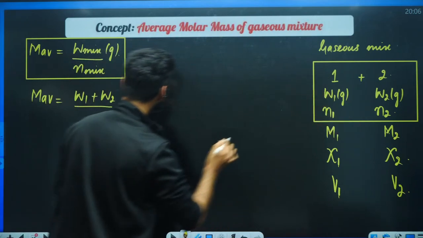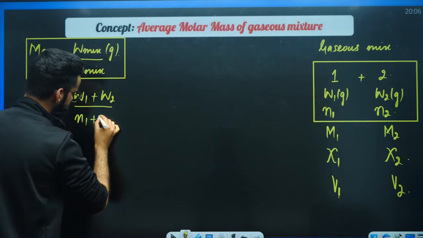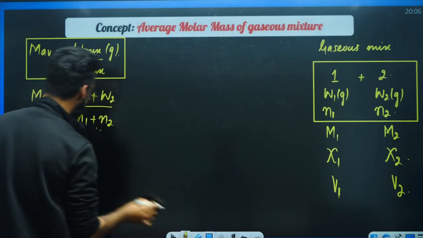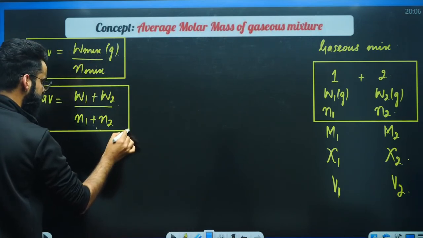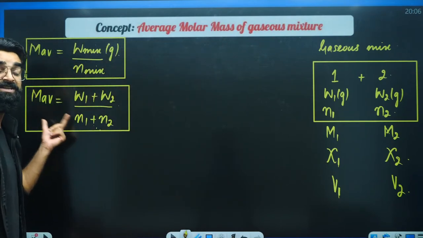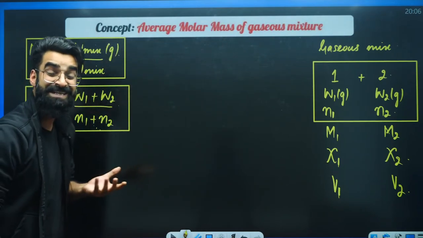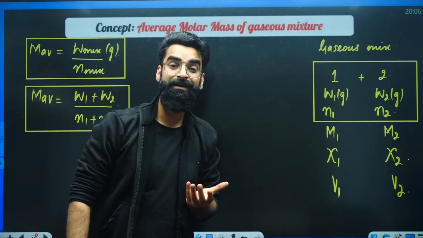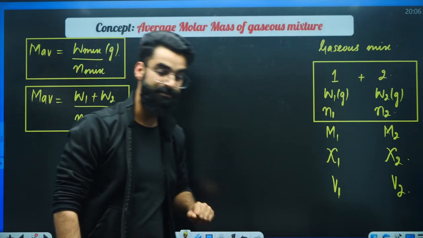the total moles present in the mixture. That's going to be N1 plus N2. You can use this particular result to calculate the average molar mass of the mixture. And what is meant by average molar mass of the mixture? It is basically the mass of one mole of the gaseous mixture.